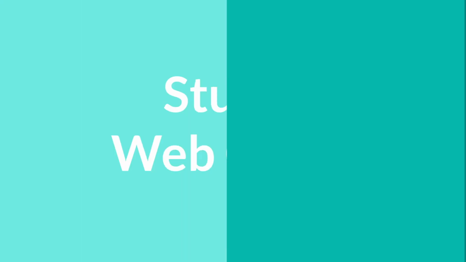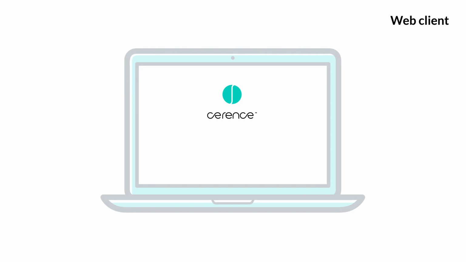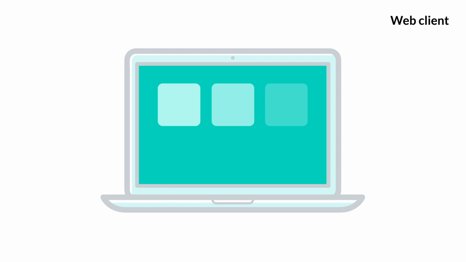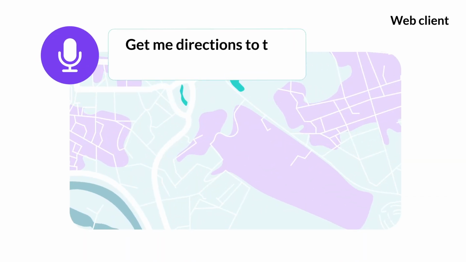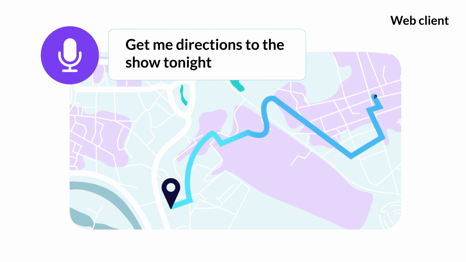Item number 4, the Studio Web Client. Did you know that with Cerence Studio, you have access to a customized web client? Simply choose your project and start testing it out. You can even use your voice to make requests, just like your customers will in their car.